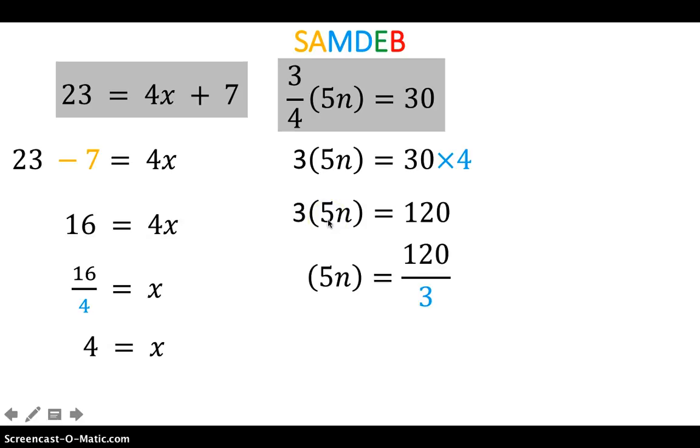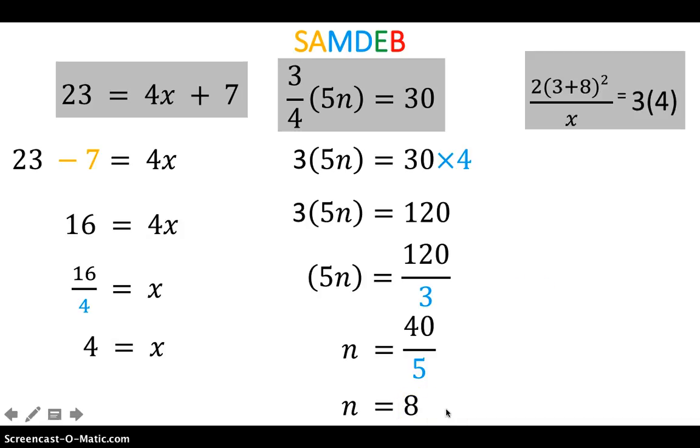We can do those together or one at a time. So here I'm just dividing by 3 on both sides, so I get rid of the 3 on the left-hand side, and then dividing by the 3 on the right-hand side gives us 40. Then we have to divide by 5 on the other side, leaving us with 40 divided by 5 on the right, because 120 divided by 3 is 40, and now we divide by 5 and we get 8, so n must be 8. Another example of SAMDEB.